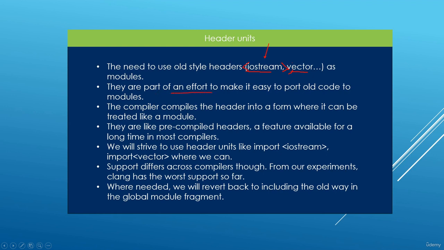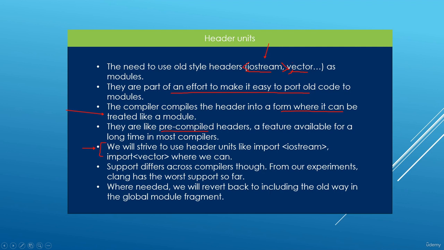They are part of an effort to make it easy to port all the code to modules. The compiler is going to compile the header into a form where it can be treated like a module. This is what we just said. And if you have used precompiled headers in old C++ code, the idea is the same. They are precompiled in a way that we can treat them as modules.